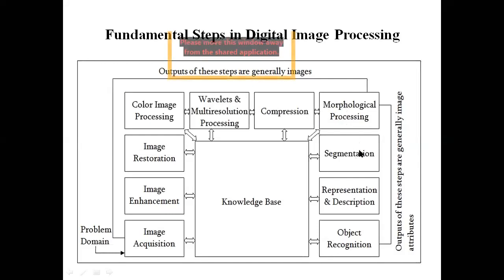Next is segmentation. Segmentation means that if the image has many objects and we want only one object's information from the total image, at that time we partition the total image into different parts, different segments, to get the required object information.